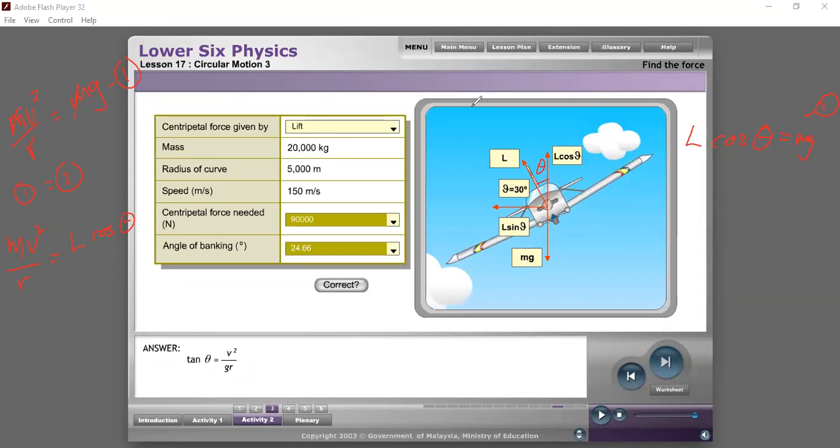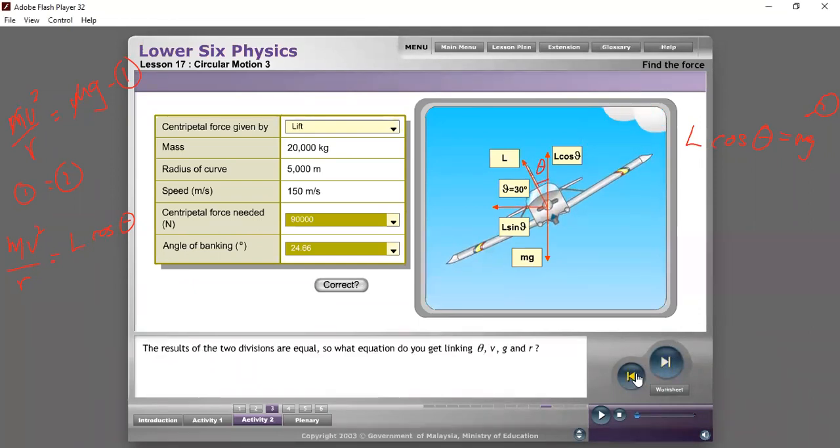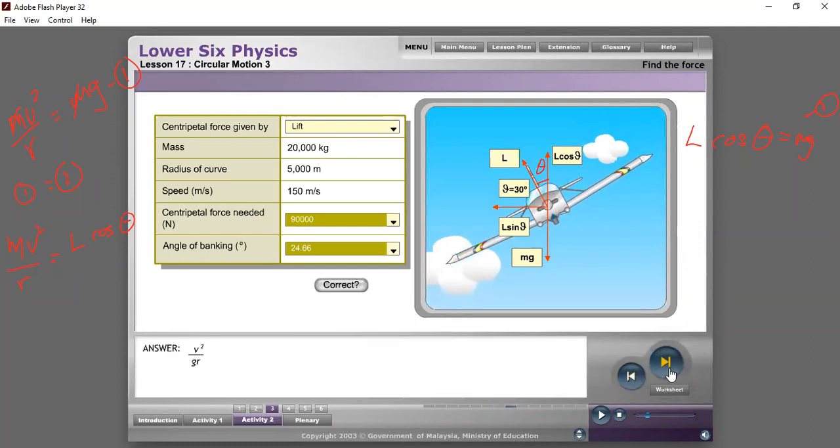Let's go back again to see what happened. The results of dividing L sine theta by L cos theta. What do you get? Answer: v squared. This one, dividing mv squared over r by mg, what do you get? This one will be equal to v squared over gr. Okay, v squared over gr, correct?